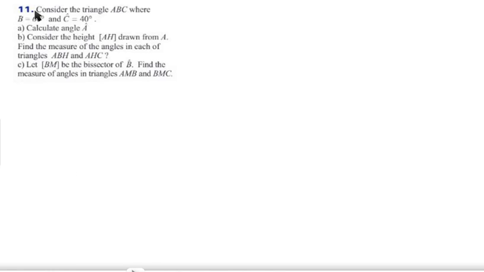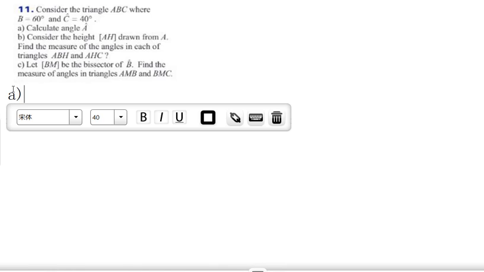Let's start with exercise number 11. Consider the triangle ABC where B is equal to 60 degrees and C is equal to 40 degrees. The first question, which is part A: calculate angle A. So let's start with part A.